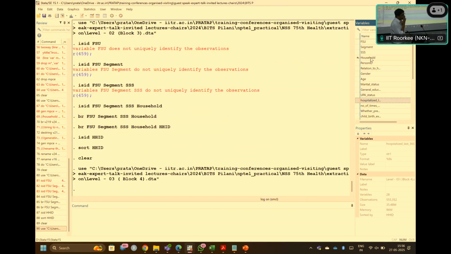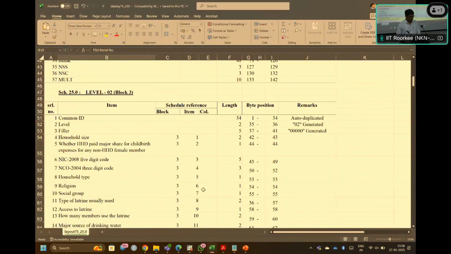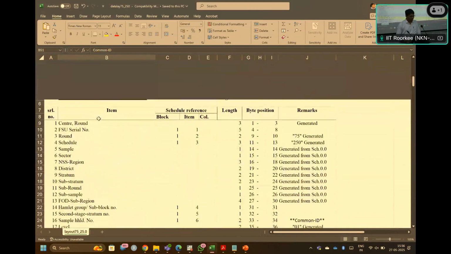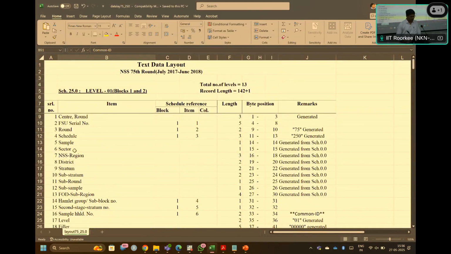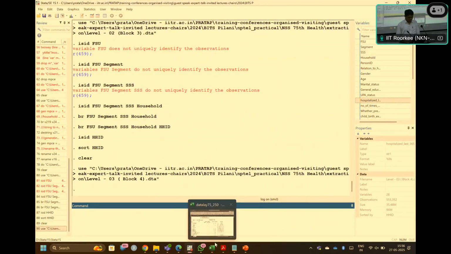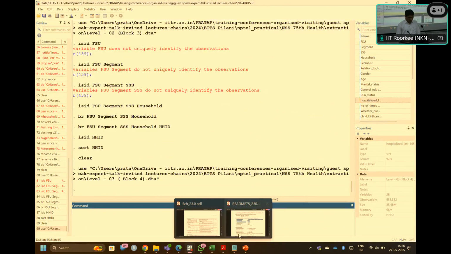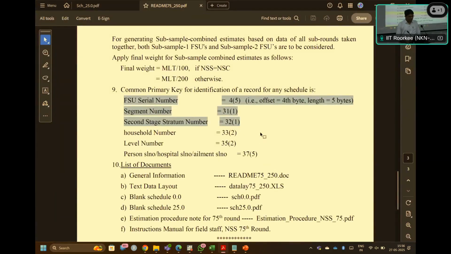I'm not finding that variable name, segment. Segment, they are in the file. We have actually taken it from the common ID. All those variables are from the common ID. Just give me a moment. So we have to take these from here. You can also try. Let me share this data set.